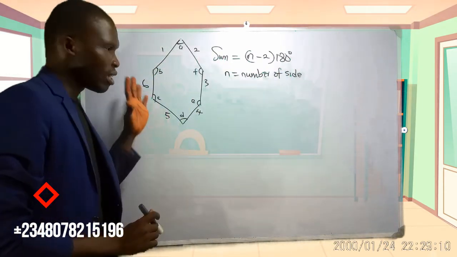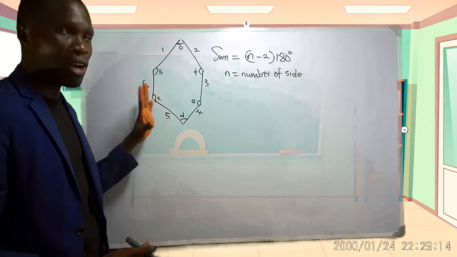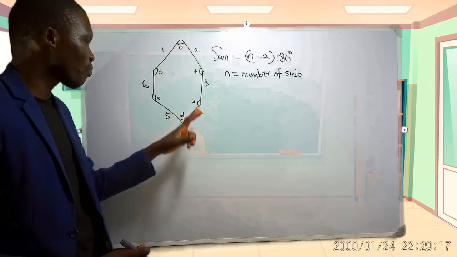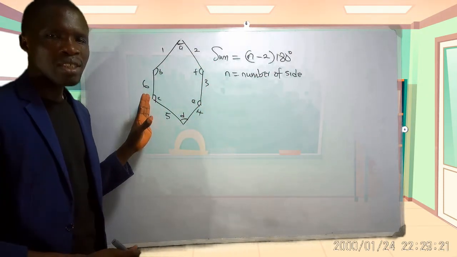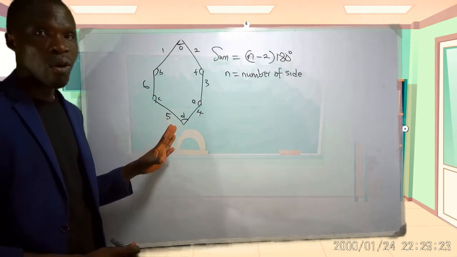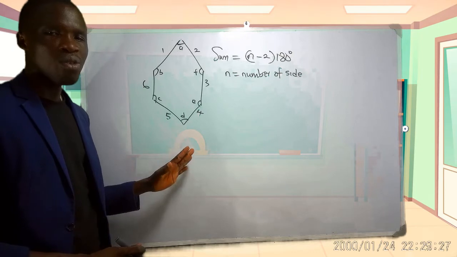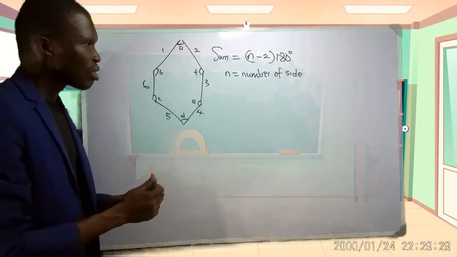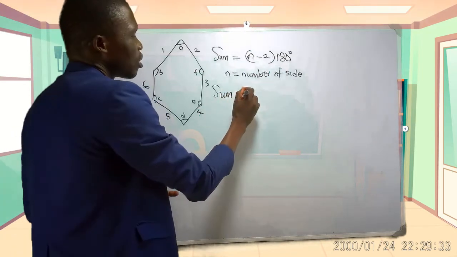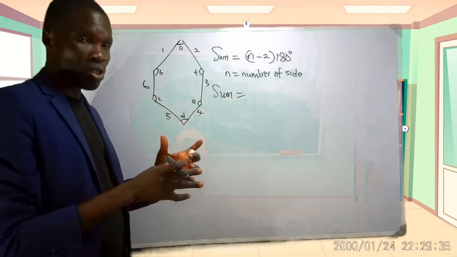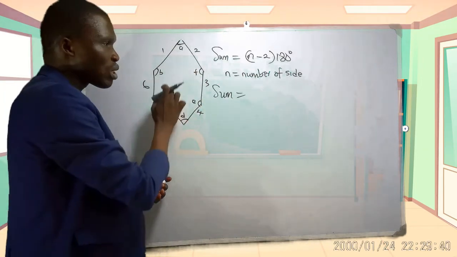Now, let's take a look at this question. How many sides do we have here? We have 1, 2, 3, 4, 5, 6. And the question now is, find the sum of interior angles of a hexagon. So what are we going to do? The meaning of sum is addition. That is another word for sum. Addition of all these angles.